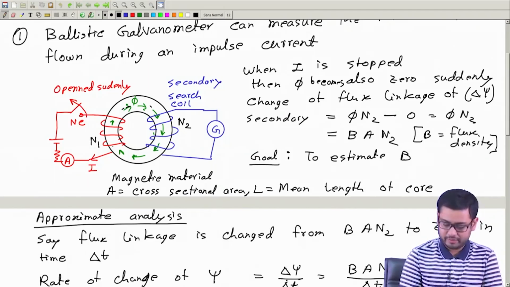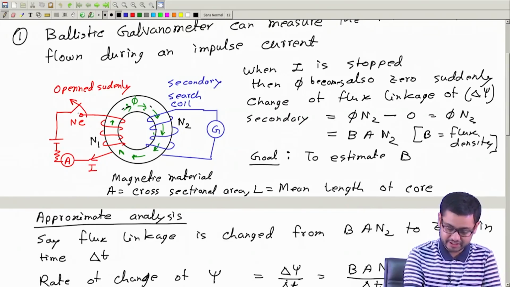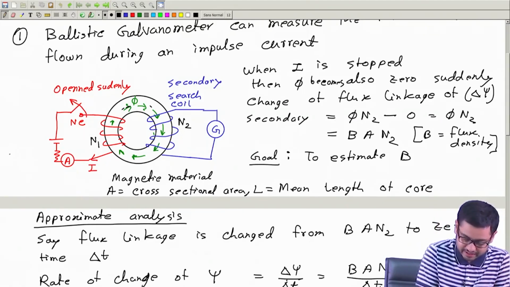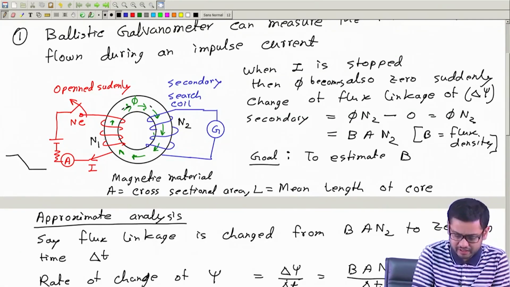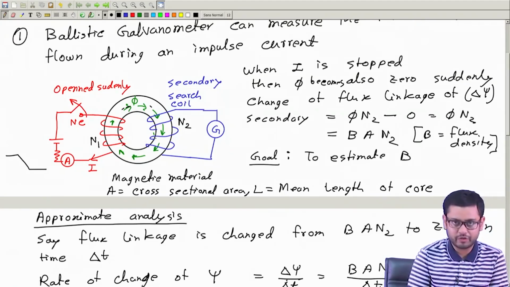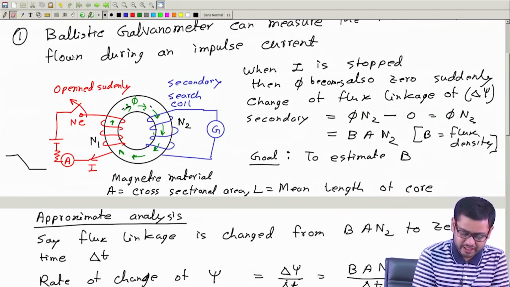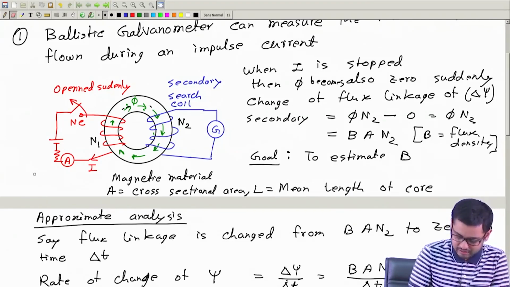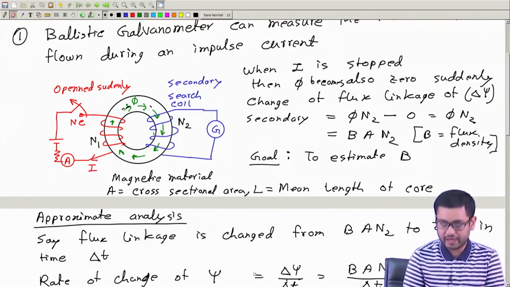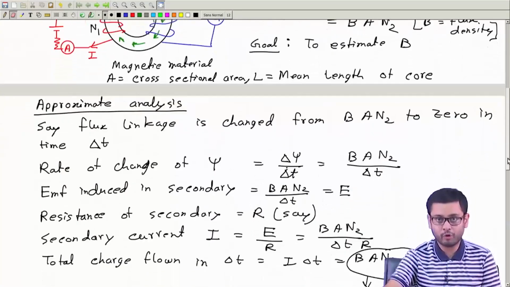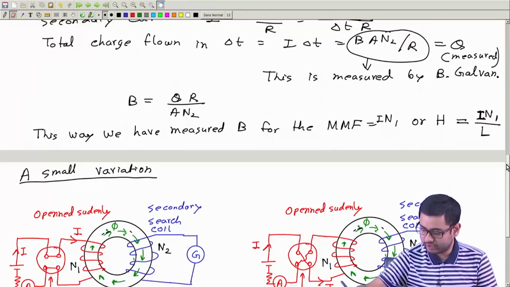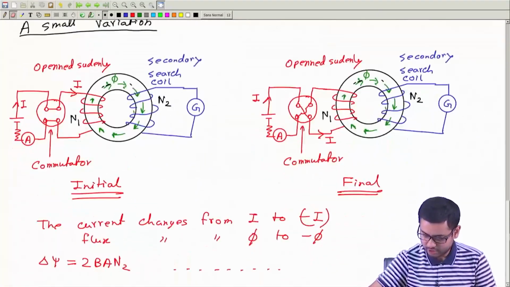Maybe if this rate of change of current is constant, if the current is initially constant and then goes down to 0 with a constant slope, then the flux is also going down with this constant slope, the EMF is constant, and possibly then we can follow this type of analysis. So, let us do a more precise calculation, which is also simple.